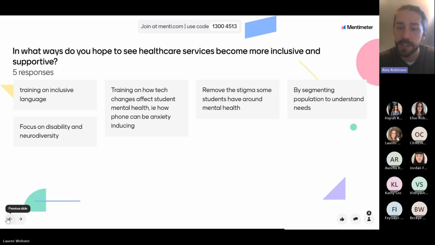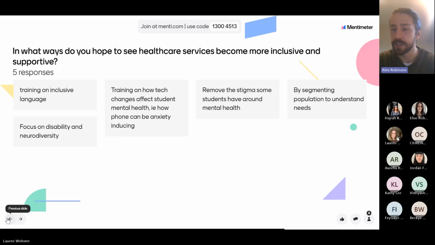Training on how tech changes affect students' mental health, such as how phones can be anxiety inducing. Yeah, definitely. Things like social media, and how that relates to students' experiences at university, really important. Removing the stigma from students around having mental health. Yeah, I think definitely one of the barriers within universities is some of the waiting times for support around mental health as well. That's a big issue.